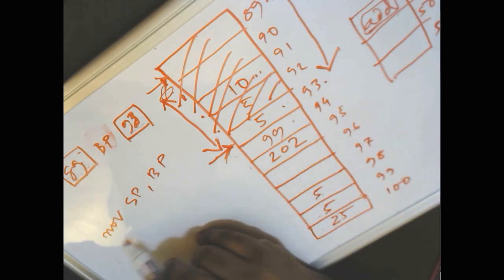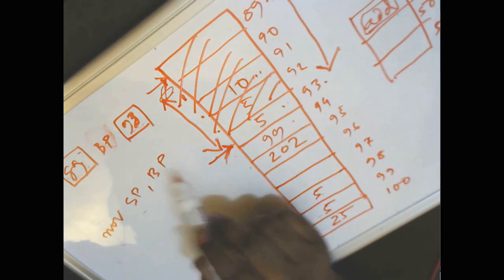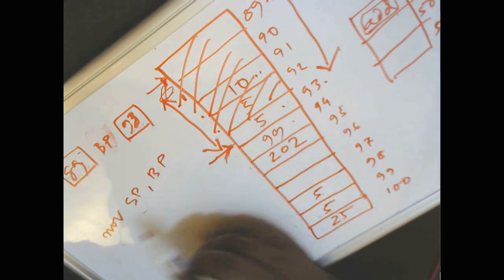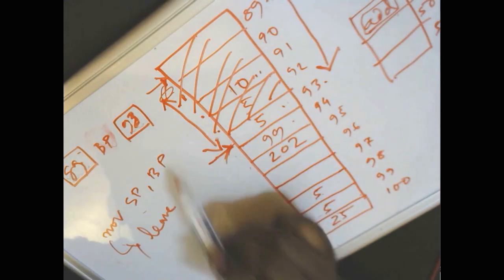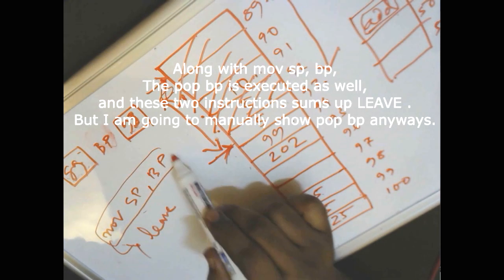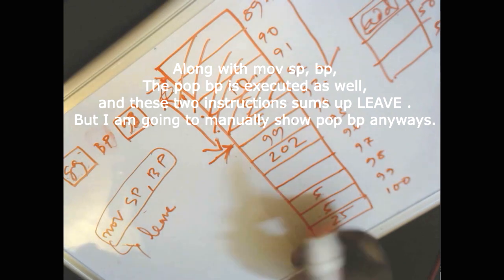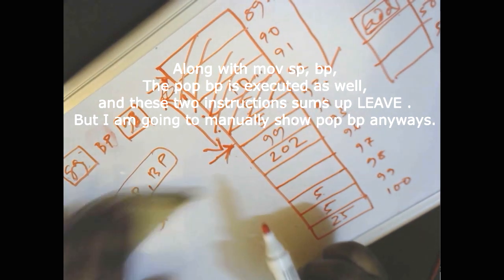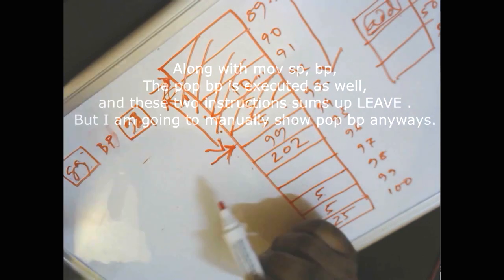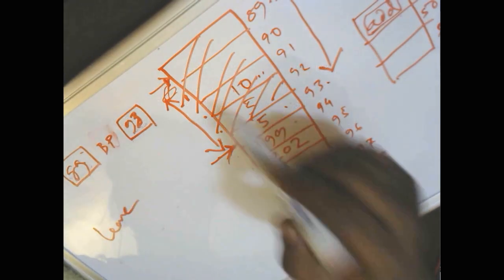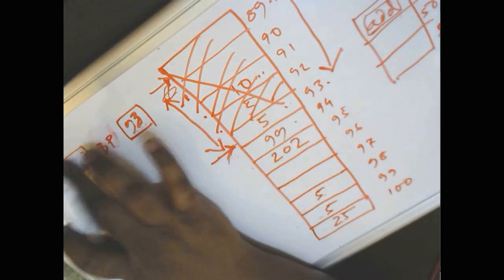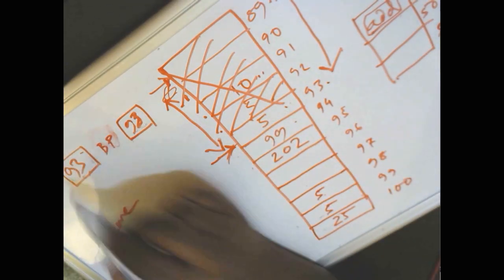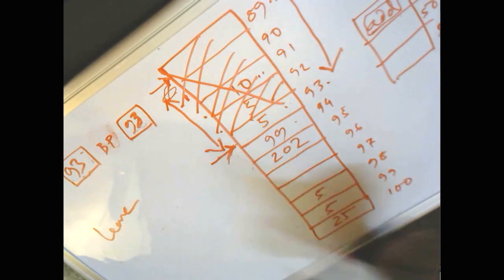Now what we are doing manually, that is move stack pointer base pointer, is not what we are actually doing, because this basically represents the instruction leave. So when we call leave, this is exactly what is going to be executed. Whenever I say leave, this whole stack frame is going to be deleted, and the stack pointer will be pointing to 93 now. The base pointer is also going to be pointing to 93.